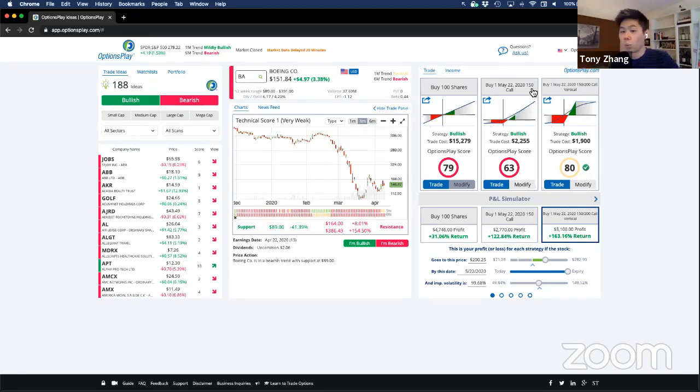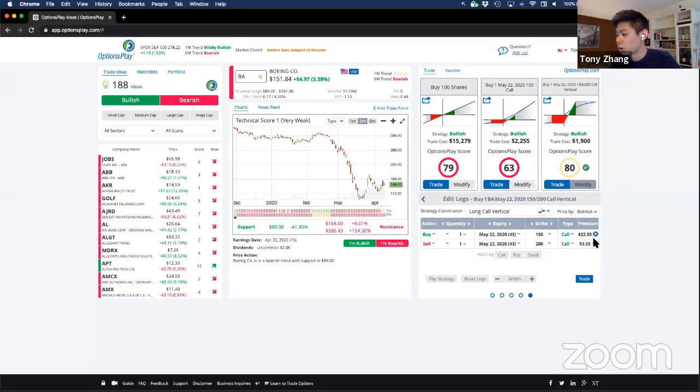Buying a 150 call option costs $2,255. That's an expensive call option. So let's say instead of just buying the 150 calls, I sell a 200 call against it. Here I'm collecting $3.55, a little bit more than 10% of the long call option. That is usually the realm that you're really looking for, 10 to 20% of the long call or the long put.